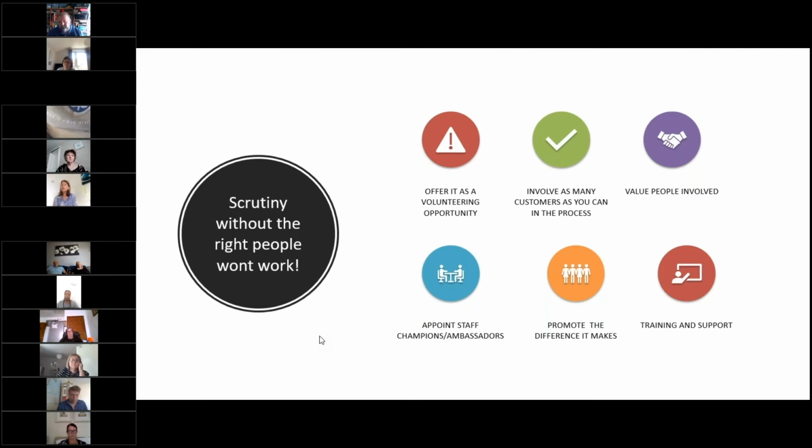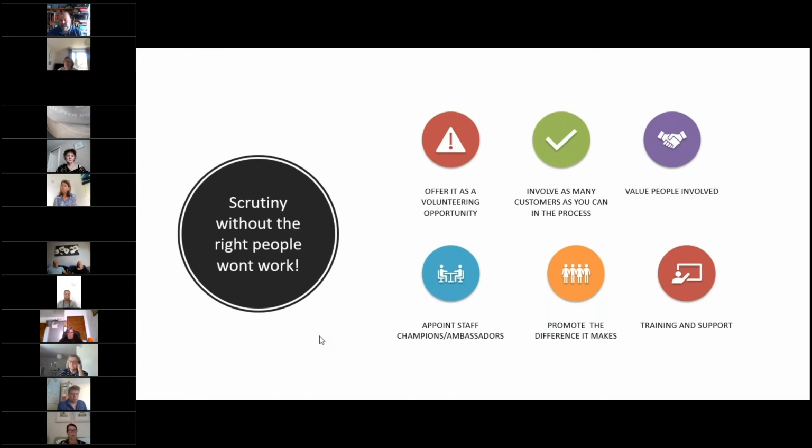And again, we need good staff members supporting scrutiny as well. So it's not just about the scrutineers. I know there's a lot of staff who put a lot of time and effort into making scrutiny work. And again, we need to value that, and we need to make sure that there are more staff members shouting about the positives of scrutiny as well.